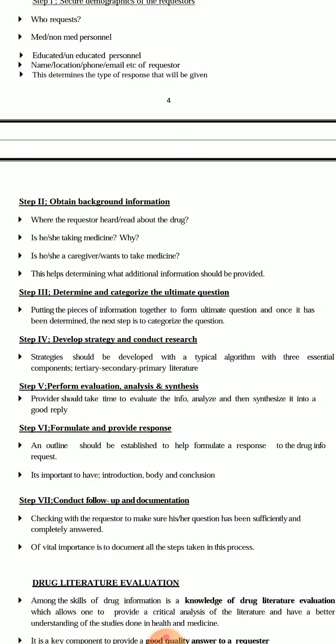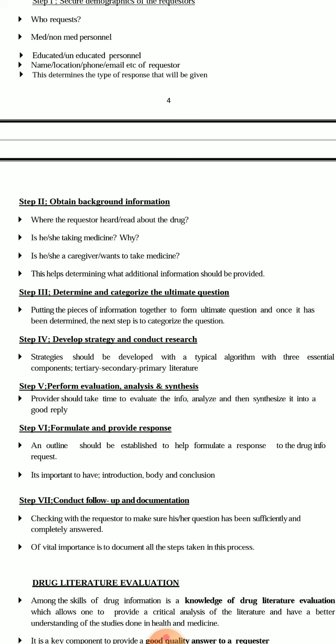Second is to obtain the background information. This is the most important step to diagnose the problem. Compile the data with the background information: where the requester heard or read about the drug, whether he or she is taking the medicines, why he is taking the medicines, and whether he or she is a caregiver who wants to give the medicines or is taking the medication. This helps determine what additional information should be provided in the drug information.